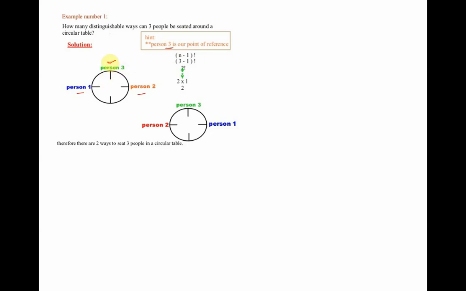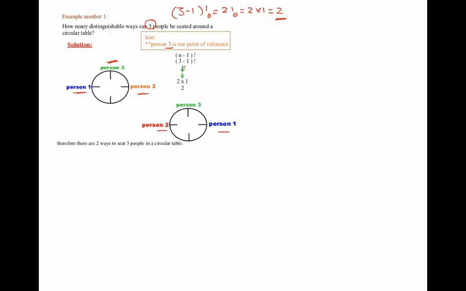Keeping person 3 fixed, I have 2 positions left. So either I can have person 1 and person 2, or I can have person 2 and person 1. So there are 2 ways. Using the formula, how many people are there? 3 people. So 3 minus 1 factorial is equal to 2 factorial, which is 2 multiplied by 1, that is equal to 2. So there are 2 ways of seating 3 people around a circular table.